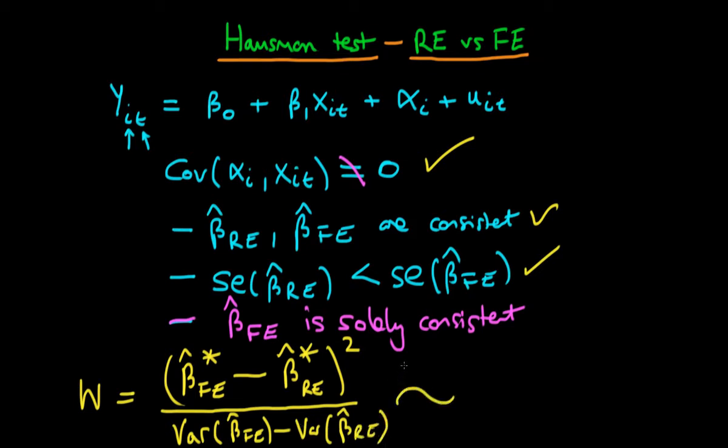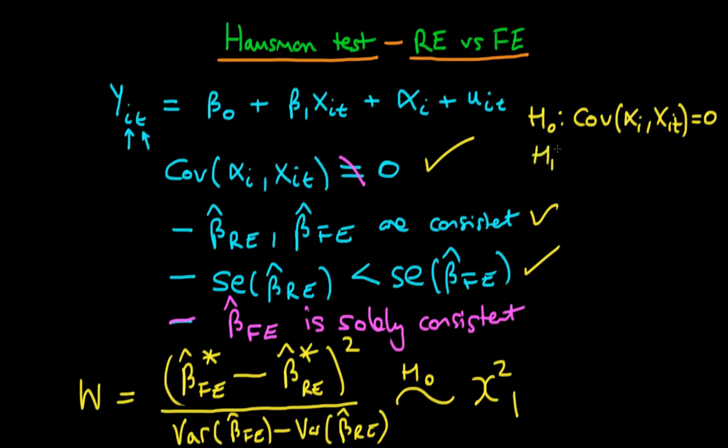And it turns out, under the null hypothesis being true, and I haven't defined what the null hypothesis is yet, but bear with me, then this is chi-squared with 1 degree of freedom. So what is the null hypothesis here? Well, the null hypothesis which we are testing against here is that the covariance of alpha i with x_it is equal to 0. In other words, our null hypothesis is that we should be able to use random effects. And the alternative is just that H0 isn't true.